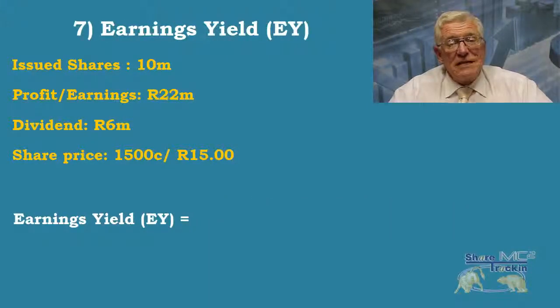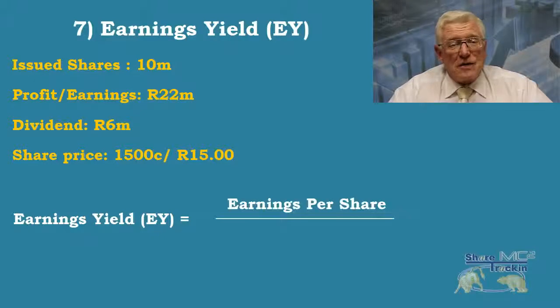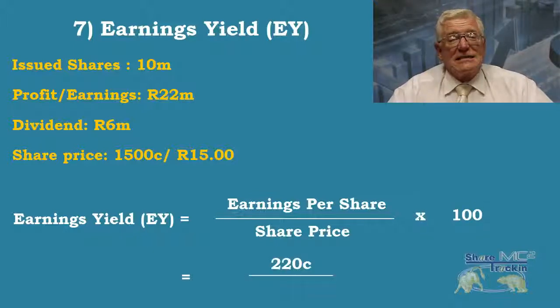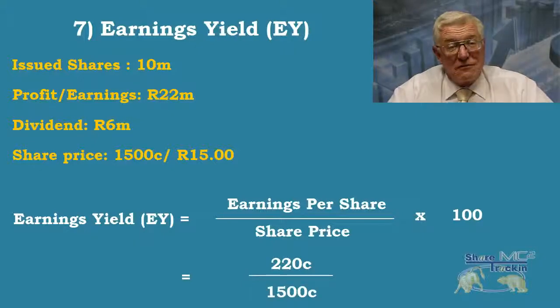The earnings yield is very similar. We take the earnings per share and express it as a percentage of the current market price of the share. So in our example, the earnings per share was 220 cents. We express that as a percentage of the current market price, which is 1500 cents, and that gives us an earnings yield of 14.7%.